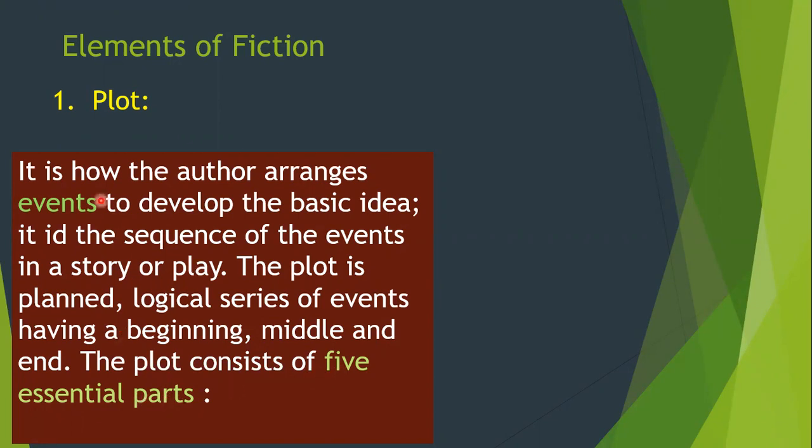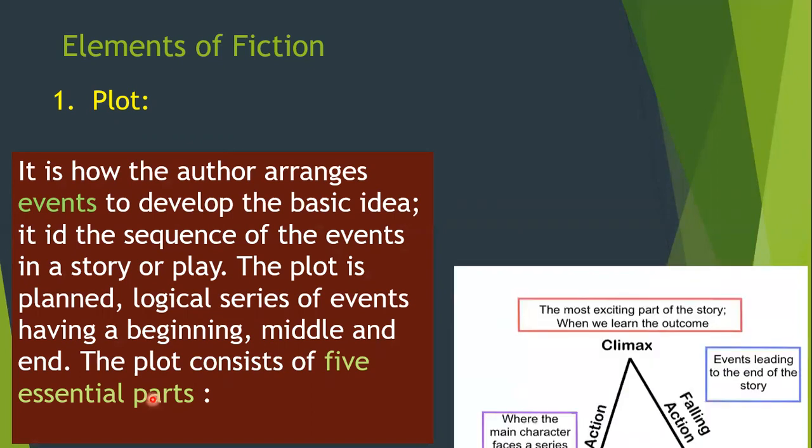So the first element is the plot. We can translate the plot in Arabic as الحبكة، حبكة القصة. وهذه الحبكة متكونة من 5 أجزاء. الحبكة تعرفها هي تسلسل الأحداث داخل القصة. وعادة ما تتكون من 5 أشياء كما نرى في هذا المخطط, as we will see here.